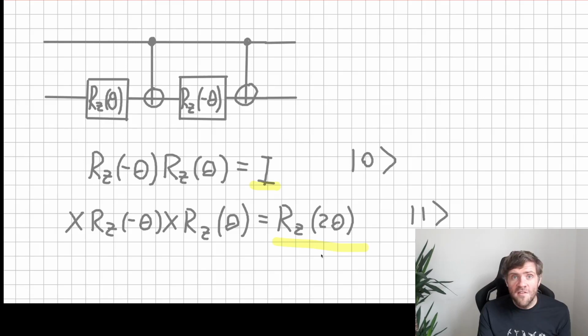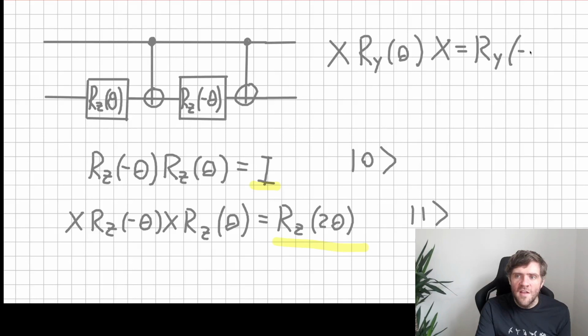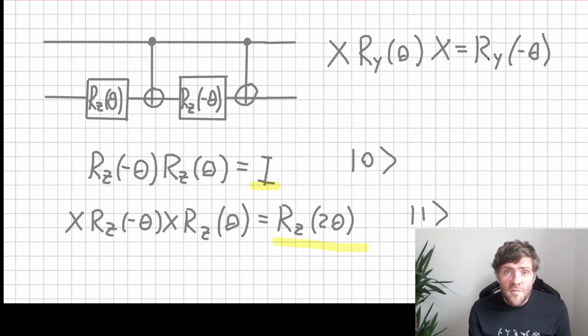And this trick works exactly the same way for y rotations as well, because similarly, if we have an X and then a y rotation by some angle theta, and then another X, this is the same effect as having a y rotation by the negative angle. And so that gives us the exact form of this controlled rotation that we see in the textbook version of this lecture.